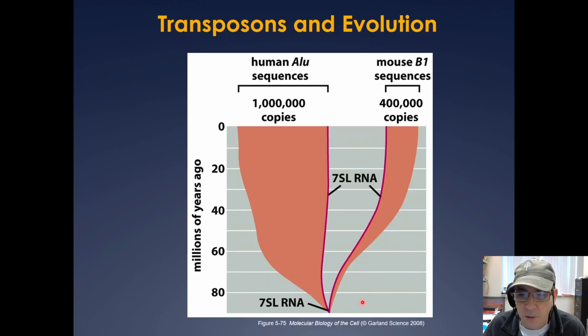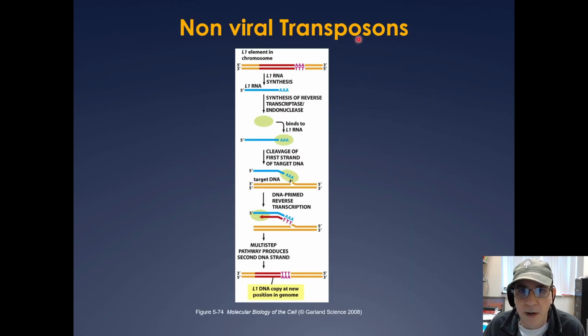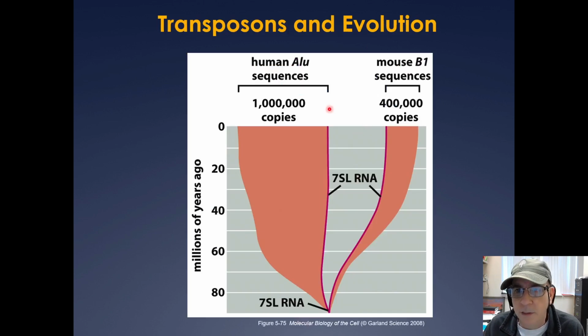Okay, so if you look back at an ancient human genome, millions and millions of years ago, we might have had one copy, and then all of a sudden it was expanded to the point where we now have a million copies of this ALU sequence, which is one of these non-viral transposons that has jumped in all over our genome.